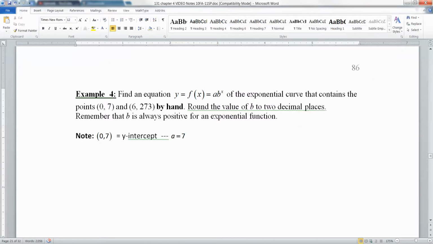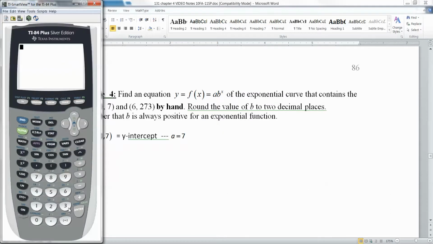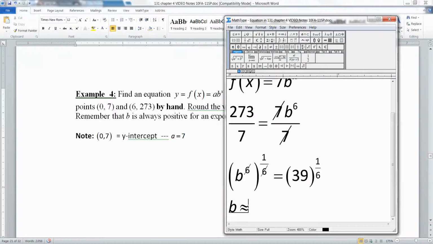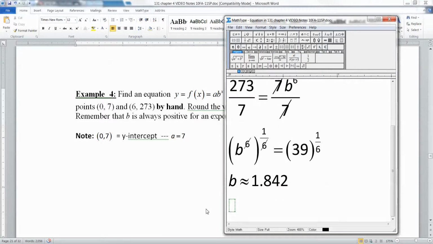Again, we did not do the plus or minus because for exponential functions, they can't be plus or minus. They can only be the positive. So 1 divided by 6, close parentheses, enter. 1.842. I'll do 3 decimal places. I know I said 2, but I'm going to make it 3. So then my equation is f of x is equal to 7 times, parentheses, 1.842 to the x. There we go.